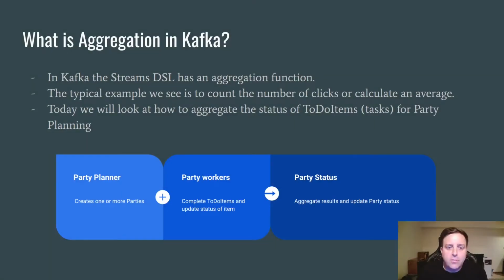The Kafka Streams DSL has an aggregation function. Typically, you'll see examples of this being used to count the number of clicks or calculate an average. Today, we're going to take a look at the party example where a party planner creates a list of to-do items. People go out and update the status of those items as they complete the tasks, and then update the party planner's view of the party.